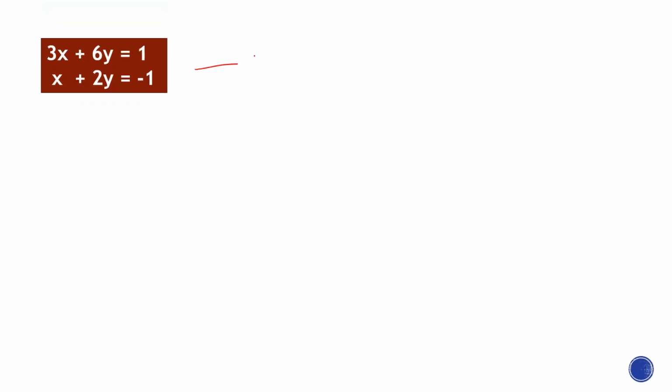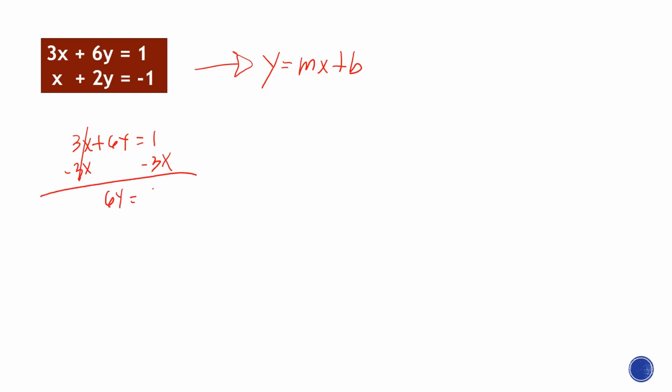Again, we will just convert or transform the two equations into y equals mx plus b, and then compare the slopes, right? And the y-intercepts as well. If the slopes are equal, we will compare the y-intercepts. So let's do this. We have 3x plus 6y equals 1. So I will subtract 3x on both sides. This will be 6y equals negative 3x plus 1.